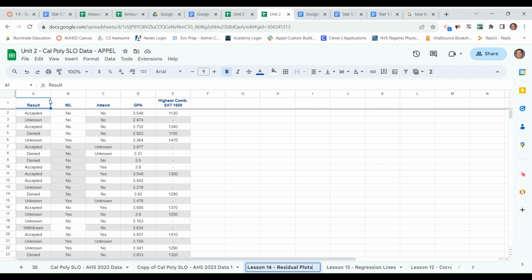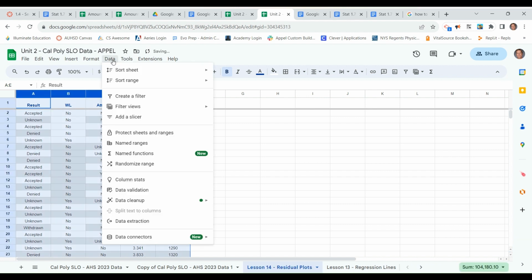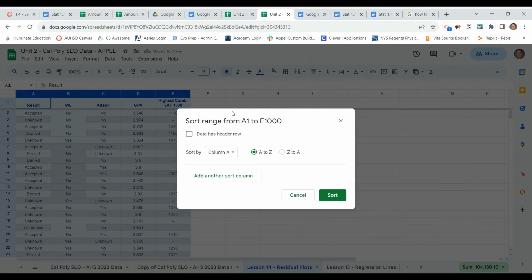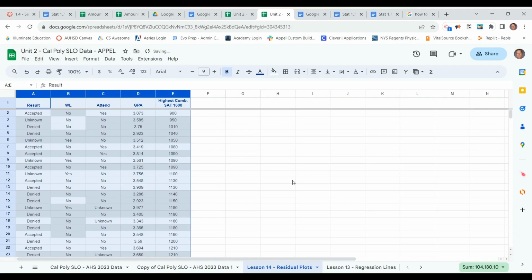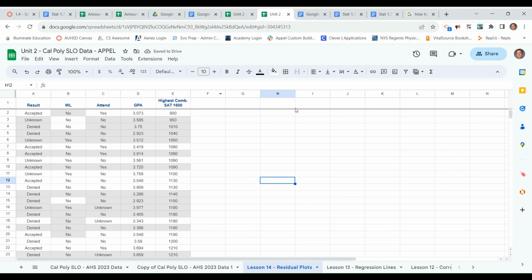So I'm going to do the same thing. I'm going to take all of this. I want to sort it. So I'm going to sort range, and I'm going to sort by combine. And here we go. So what I want to do now is I'm going to do a linear regression. So I need to know a slope and an intercept.